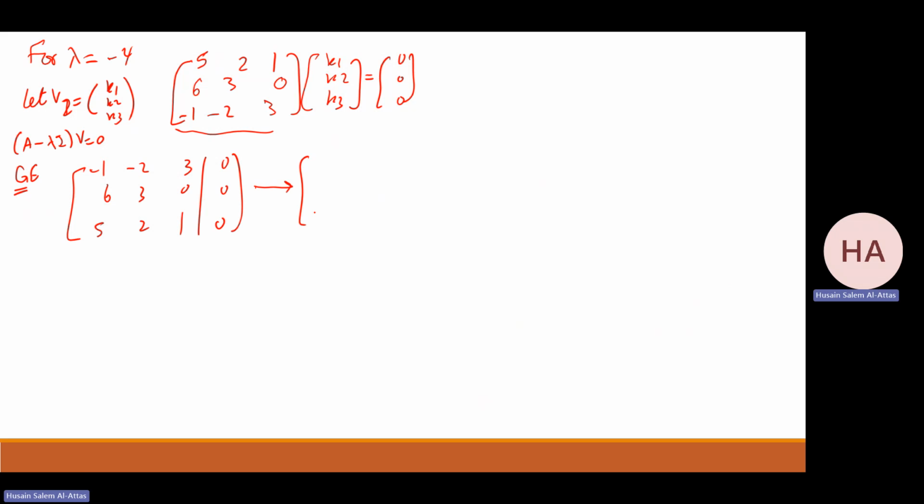Multiply by 6, add it. That will be 0. By 6 and add it, that will be minus 9. Okay. By 6 and add it, that will be 18. 0. By 5 and add it, that will be 0. By 5 and add it, that will be minus 8. By 5 and add it, that will be 16.